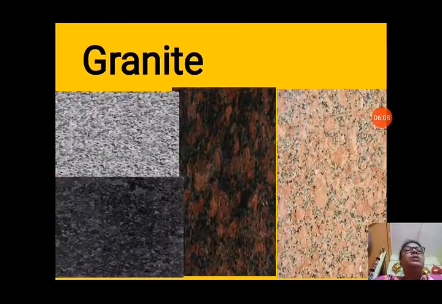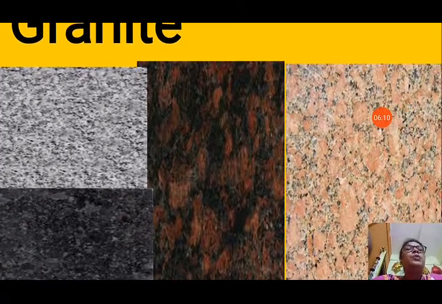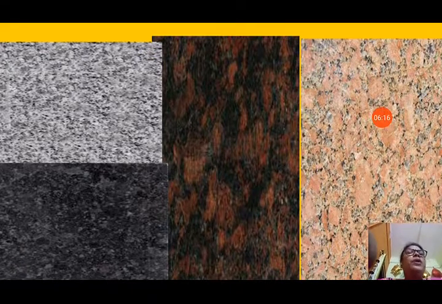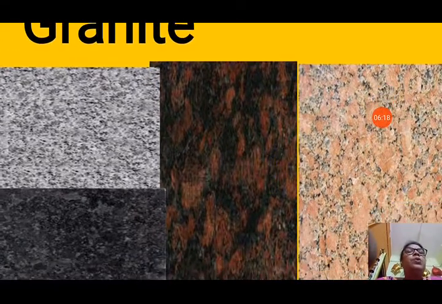Now next you can see the picture of granite. Different colors of granites we find. You can see grey color, pink color, black color also, and mixed color also. Here you can see brown and other color is mixed in this granite rock.